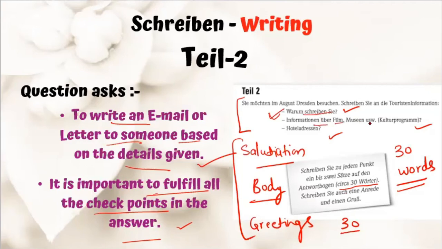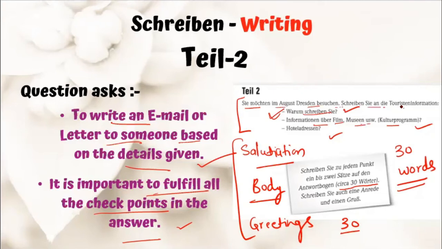Informationen über Film, Museum, culture program. So you have to write the information about the film, the museum. Okay, so the question asks that Sie möchten im August Dresden besuchen.